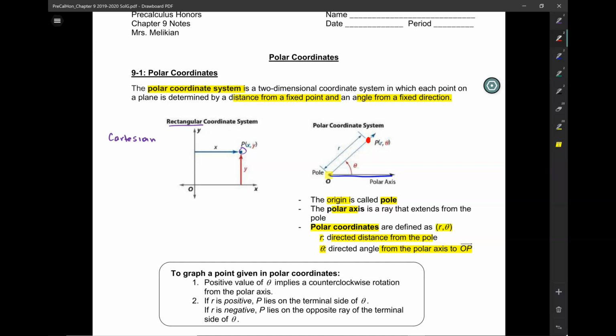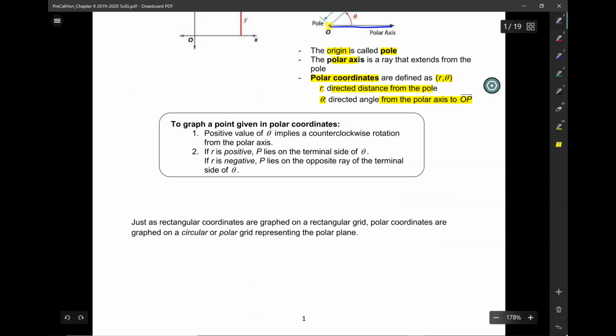So there are 2 different ways of describing the same point. And you see how when you're out in open space, how much easier that is to describe a position. So now, how do we graph a point in polar coordinates?